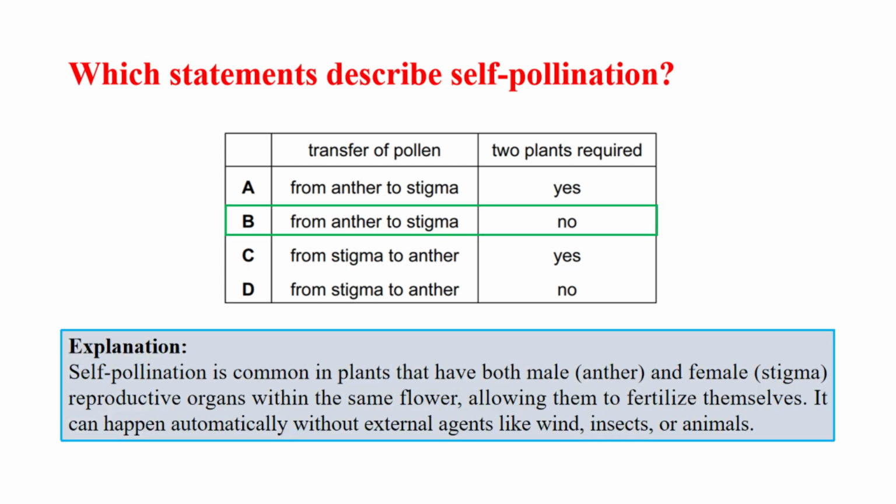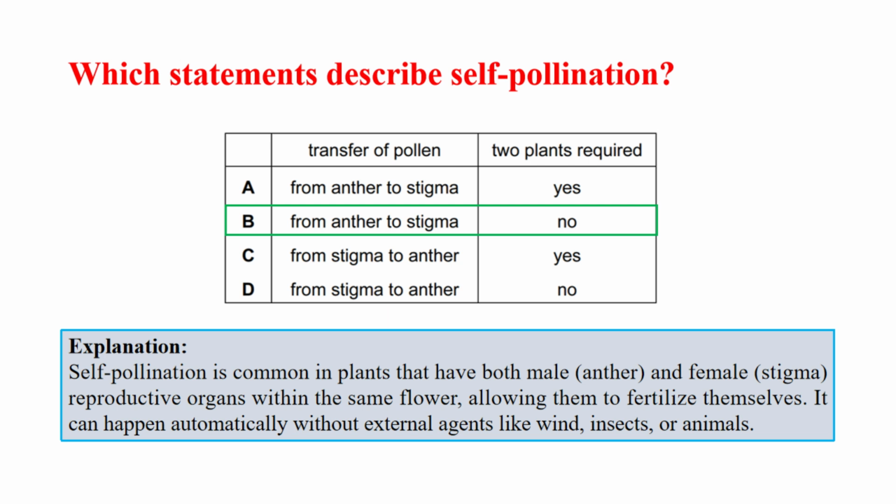Let's break it down. Self-pollination occurs when pollen is transferred from the anther, the male part of the flower, to the stigma, the female part of the flower, within the same plant. In option B, the statement says that the pollen is transferred from the anther to the stigma, and importantly, it mentions that 2 plants are not required. This is a key characteristic of self-pollination, as the process happens within a single plant.